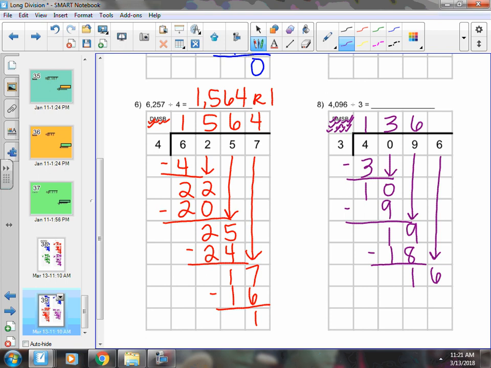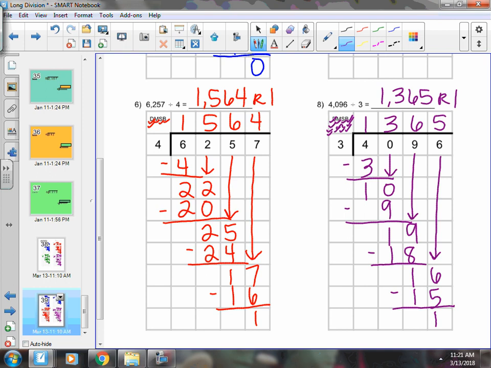And we can divide that into a couple groups of 3. How many groups of 3 can we make from 16? We can make 5 groups of 3. 5 times 3 is 15. Subtract. There's nothing to bring down. That's when you know you're done. 1,365 with 1 left over.